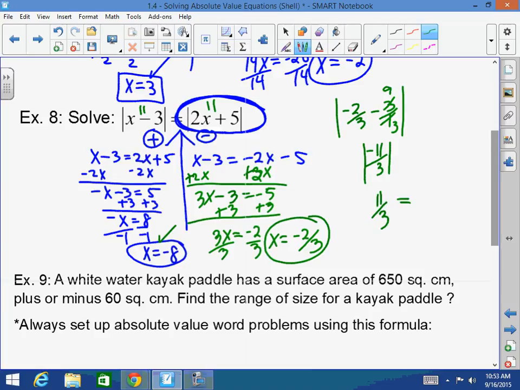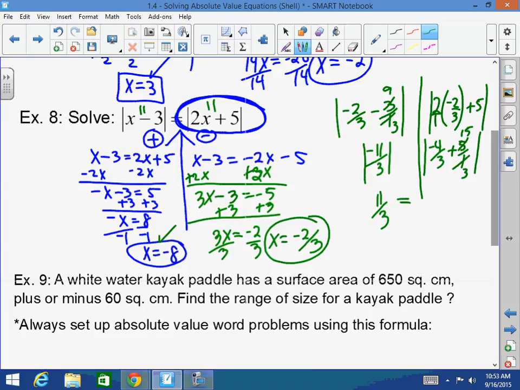Now let's do the other side. I've got 2 times negative 2/3 plus 5. When you multiply fractions, it's numerator times numerator, denominator times denominator. So it's the absolute value of negative 4/3 plus 5 over 1. The common denominator here is 3. Multiply 3 to the denominator and to the numerator. That gives me the absolute value of 11/3, which is 11/3. So that works as well. Does that make sense, my brothers?